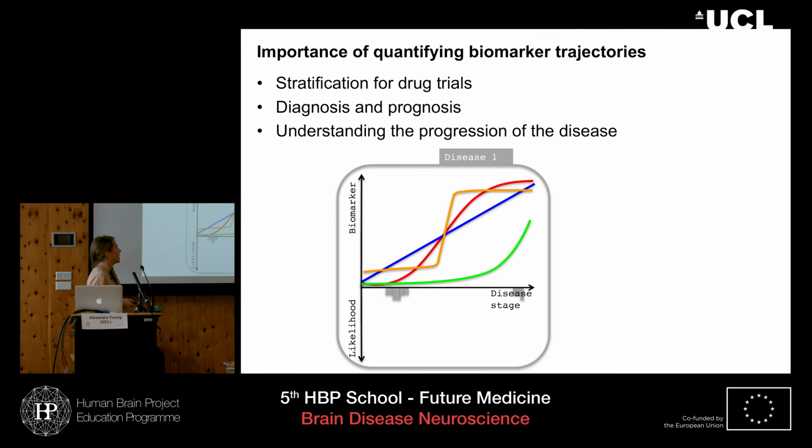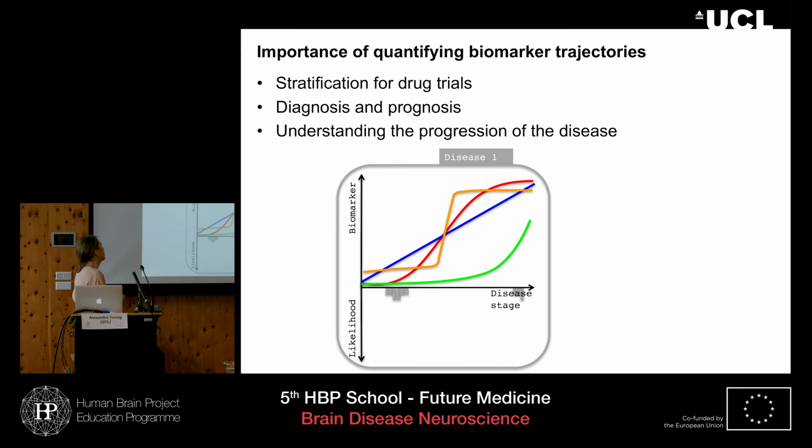So why is quantifying these types of biomarker trajectories important? There are several reasons for this. The first is stratification for drug trials. Here I've got an example of a single disease, and the disease stage increases from left to right, and this is some kind of abstract measure of biomarker abnormality. What we can see here is that the orange, blue, and red markers are early markers of disease progression, whereas the green marker doesn't change until a later stage.